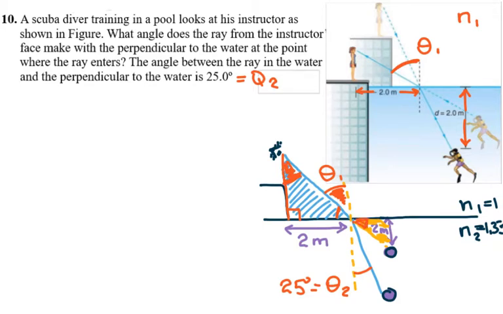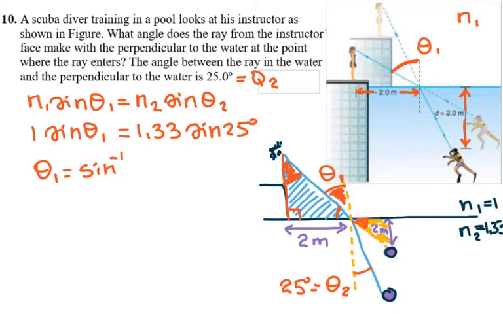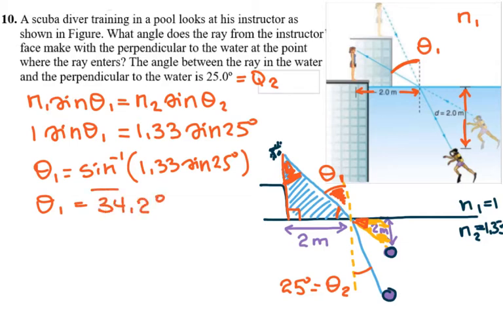So what we can do is find the θ1 angle by using Snell's law. Let's try. n1 is 1, sine θ1 is what I'm looking for, and n2 is 1.33 for water, and sine θ2 is sine of 25 degrees. So θ1 is equal to arcsine, or inverse sine, of 1.33 sine of 25 degrees. So θ1 is equal to 34.2 degrees.